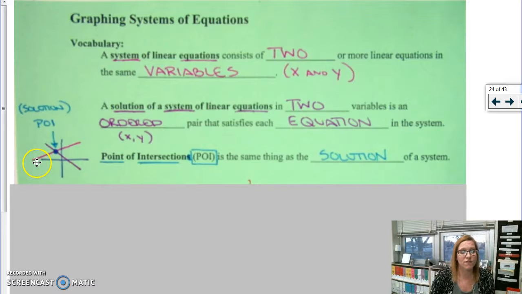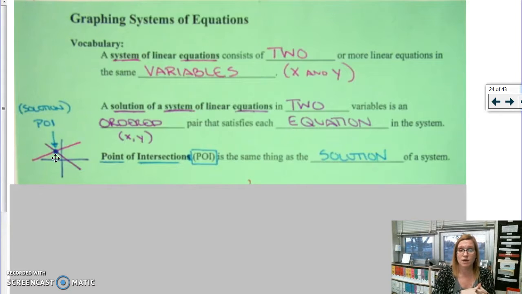So if I graphed one line and it has this positive slope that goes this way in pink, and I have another line that has this negative slope in purple, their solution would be this point right here, this point of intersection, which is the solution. It is the ordered pair that they would have in common.